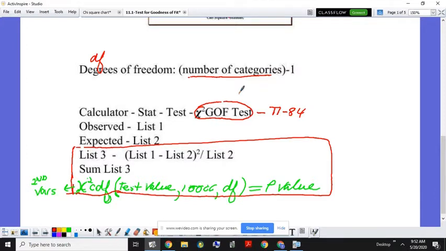So super easy. If you have an 84, all you have to do is put what we observed, which you're going to be given, in list 1. Then we're going to calculate an expected list, what we expected, and we're going to put that in list 2. The only work you have to do is put the observed in list 1, calculate the expected, and run this test. It will give you everything you need.